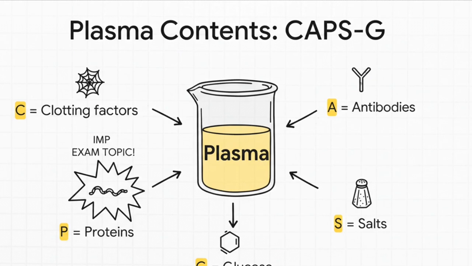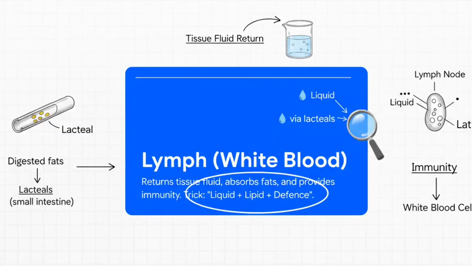Easy. Just remember this little acronym, CAPS-G. That's C, clotting factors, A, antibodies, P, proteins, S, salts, and G, glucose. And hey, make sure you pay extra close attention to those proteins because their functions are a very common topic on the exam. Next up, we've got lymph.